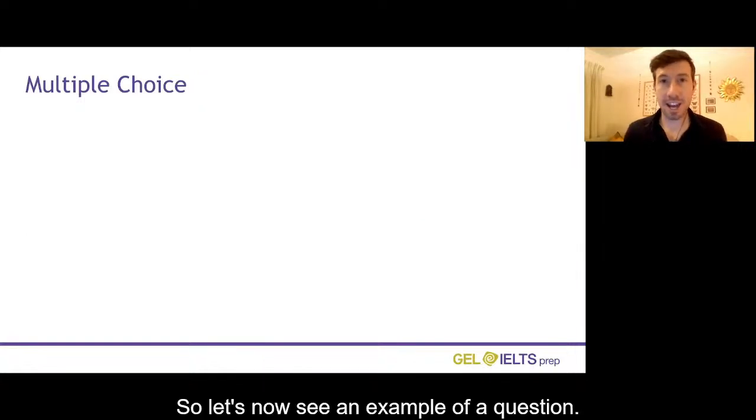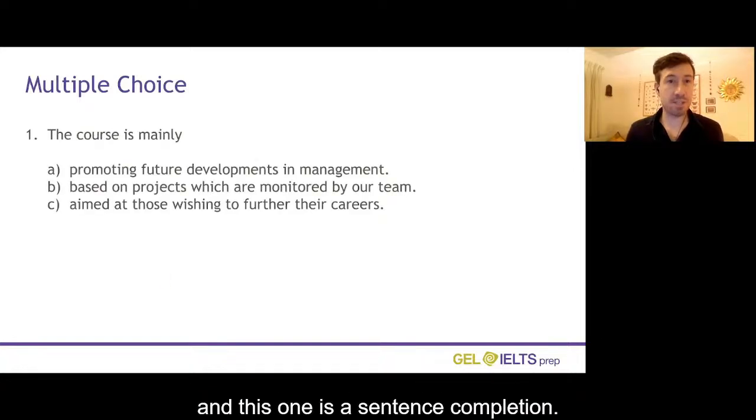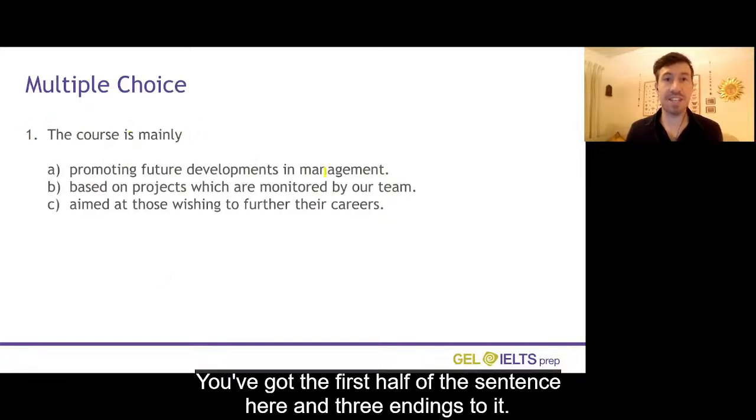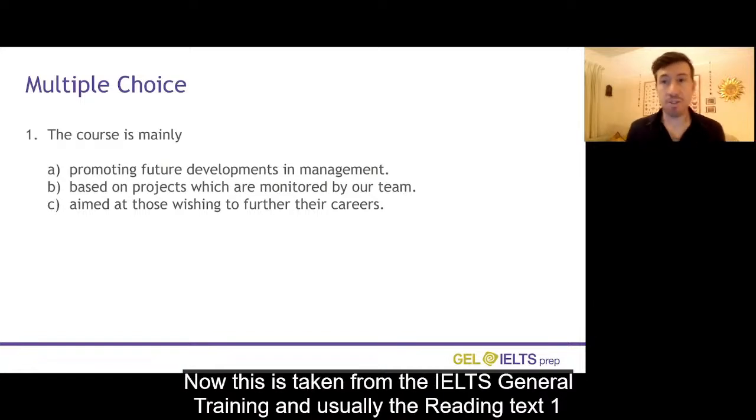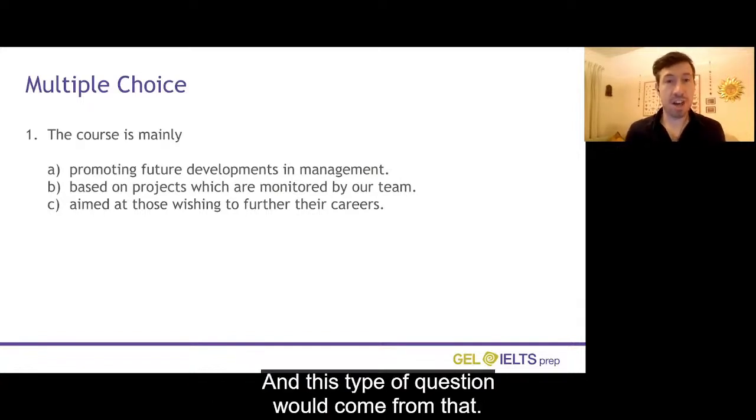So let's now see an example of a question. So we see here we have a multiple choice question, and this one is a sentence completion. You've got the first half of the sentence here and 3 endings to it. Now, this is taken from the IELTS general training, and usually the reading text one is like a social survival. Okay, so it could be like notices or advertisements or something like that. And this type of question would come from that.